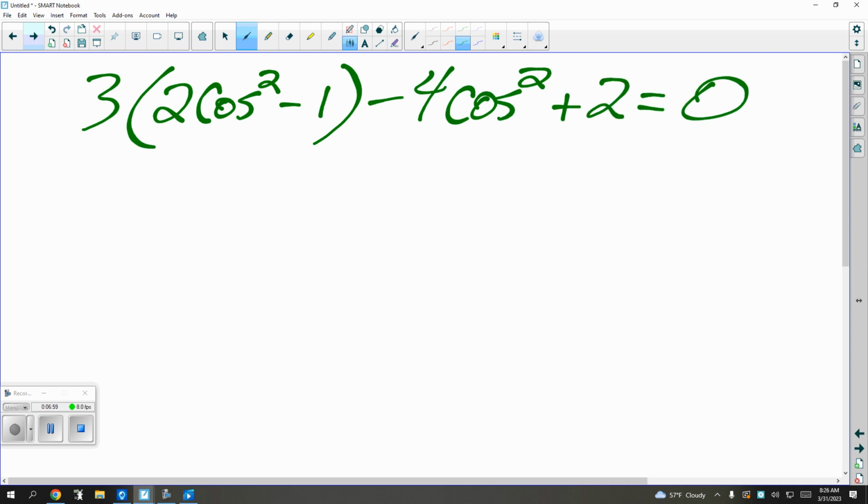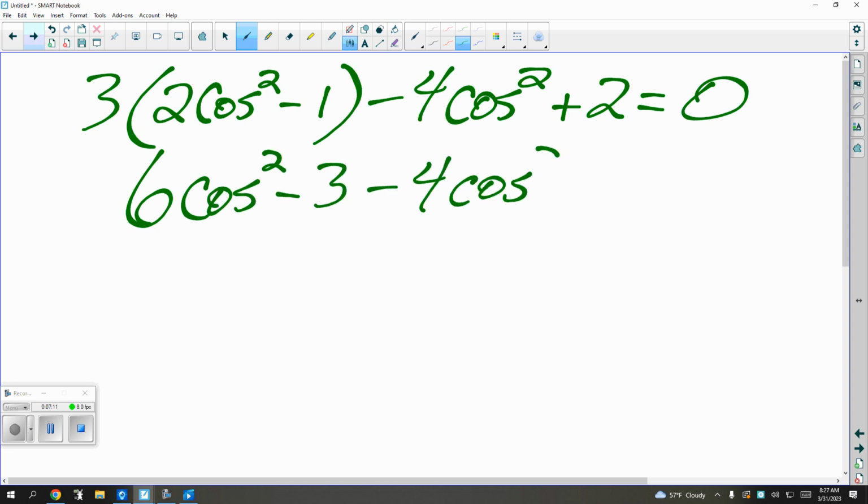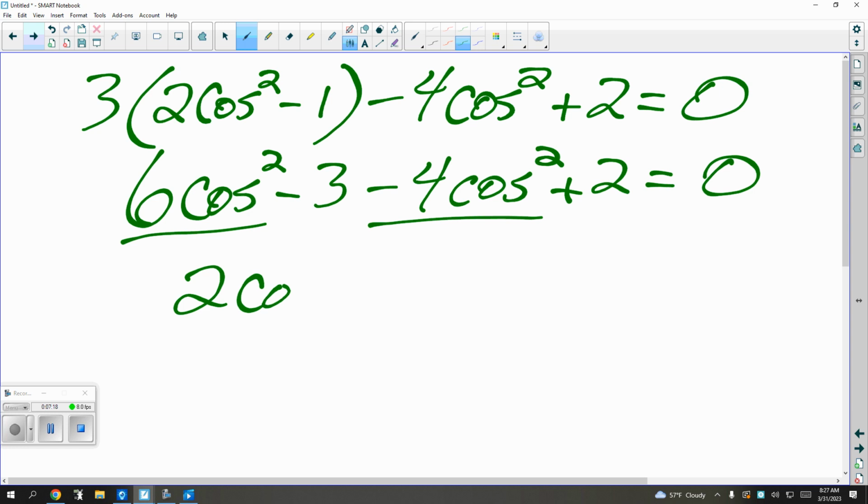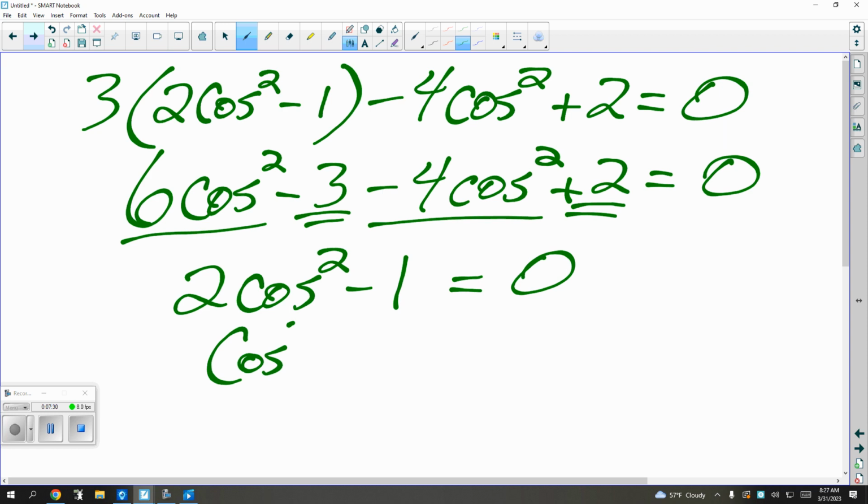In other words, I moved everything over. I pushed everything over to the left. Now, I think I can go ahead and distribute. 6 cosine squared minus 3 minus 4 cosine squared plus 2 equals 0. And then I can combine like terms, and I get 2 cosine squared, and then I can combine these puppies, minus 1 equals 0. And then I can move the 1 over and divide by 2 and get cosine squared theta equals 1/2. And then I got to do the square root.